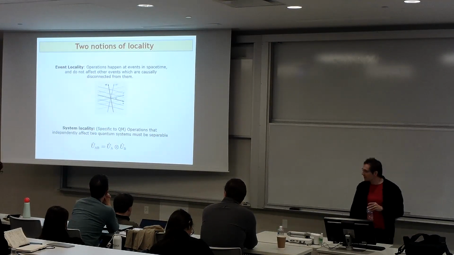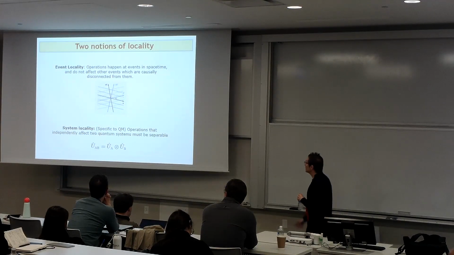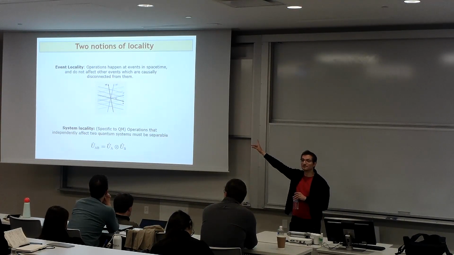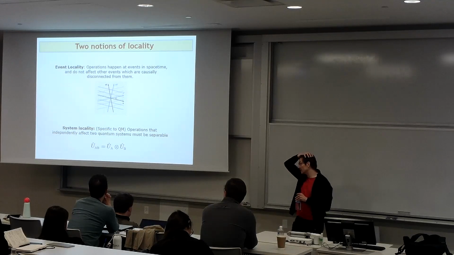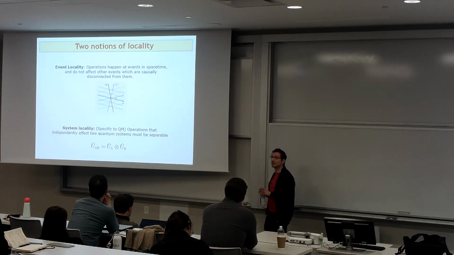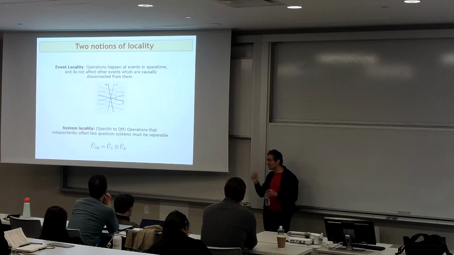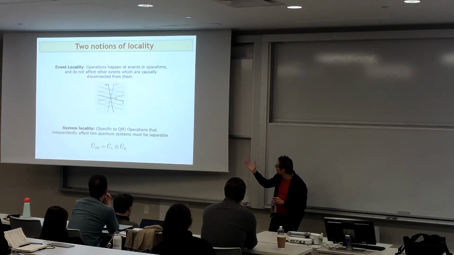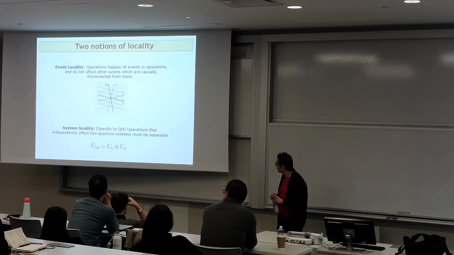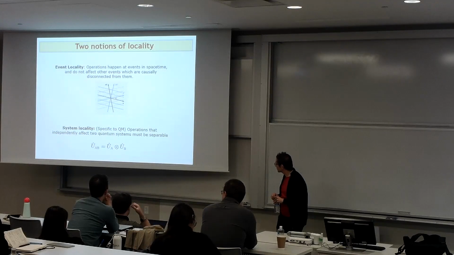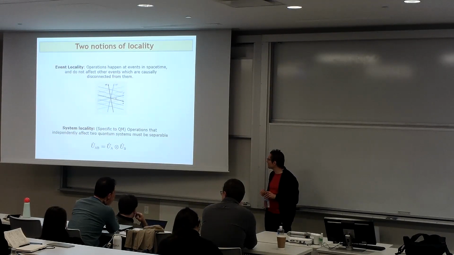Now, we also have a different notion. This event locality notion is fundamental. It's fundamental at the level of foundations. It's something that our experiments, our observation of the world seem to be telling us is true: that we cannot influence events that are really far away from us unless we wait enough time. There's another notion, which I call here system locality. It's specific to quantum mechanics.